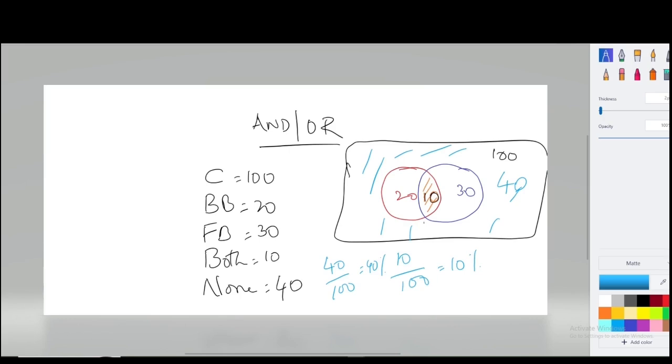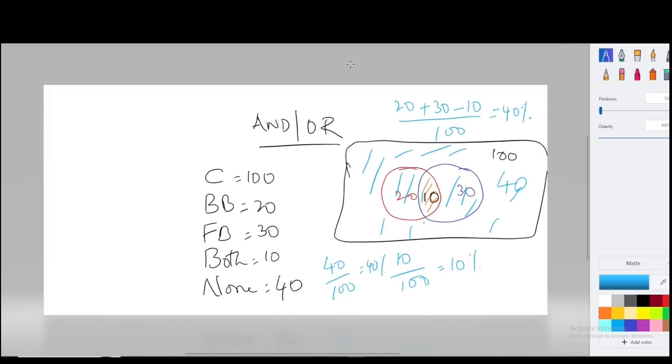What is the probability of a student playing football or basketball? Now that is a union of these two circles. The students who lie within these circles are the students who play only football, only basketball, or both. So that will be 20 plus 30 minus 10. I need to remove 10, otherwise I'll be double counting the students who play both games. Divided by 100, which is again 40%.